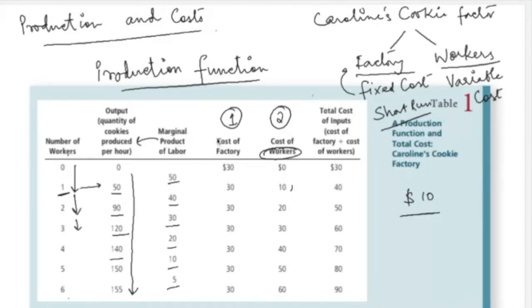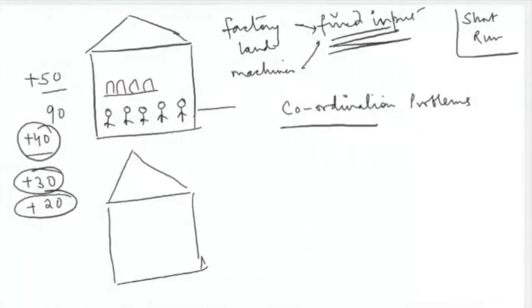First is the fixed cost, which is the cost of the factory, and the other is the cost of workers. Then you add these two costs, and in the last column you get the total cost. So let's try and plot this total cost. We want to put up a graph for the total cost. Note that although on the y-axis you have cost, on the x-axis now you have quantity of output.